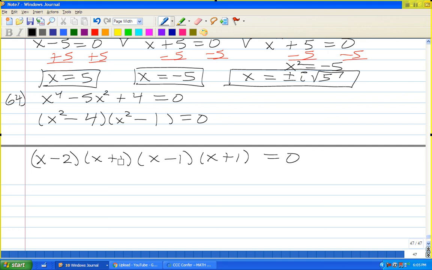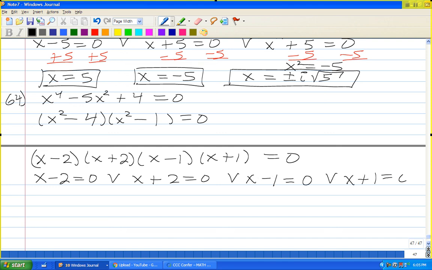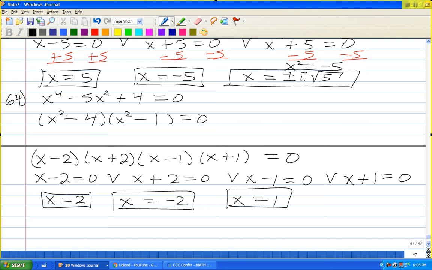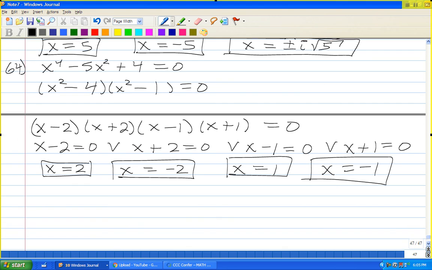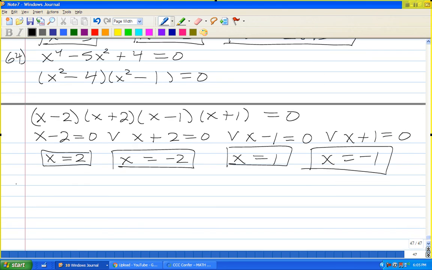x plus 1. Why did I write plus 1? I have no idea. Okay, so x minus 2, x plus 2. Set each factor to 0 and solve for x. So by the zero factor property, we just set each of these to 0 and solve for x. Add 2, x is 2. Subtract 2, x is negative 2. Add 1, x is positive 1. Subtract 1, x is negative 1. Okay, so that's 64. And we do 65.